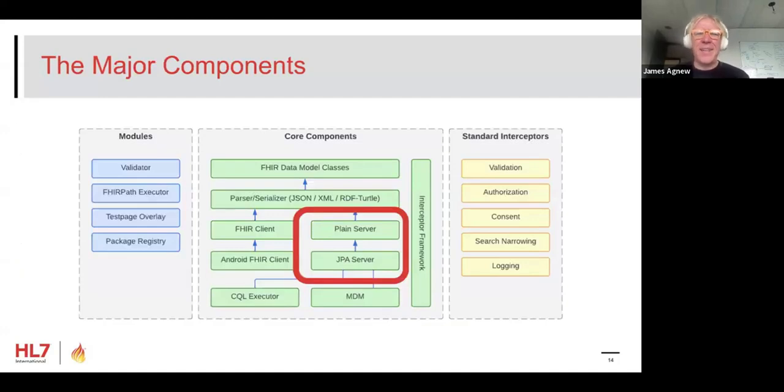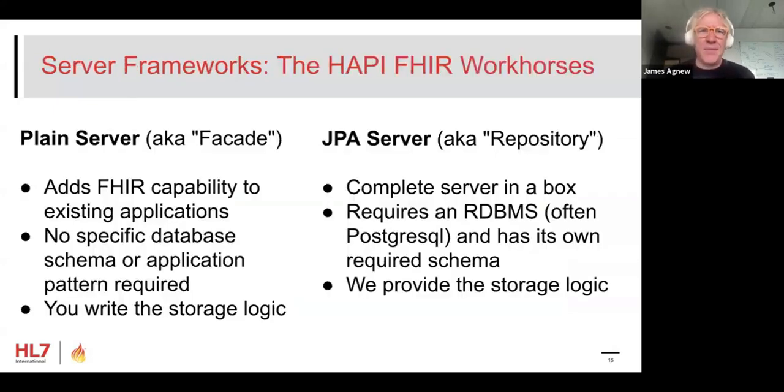So there we have it. This is the most important thing I'm going to talk about today, and that is the server framework that we provide, the plain server and the JPA server. I sometimes refer to these as the workhorses of the HAPI FHIR framework. And the reason I say that is you can use HAPI FHIR to do all kinds of things, and lots of people do. But the biggest use case that we see people using HAPI FHIR for mirrors the biggest use case that we see the Java language in general being used for, and that is for building servers. Java is just a really good server language. That's kind of its biggest strength.